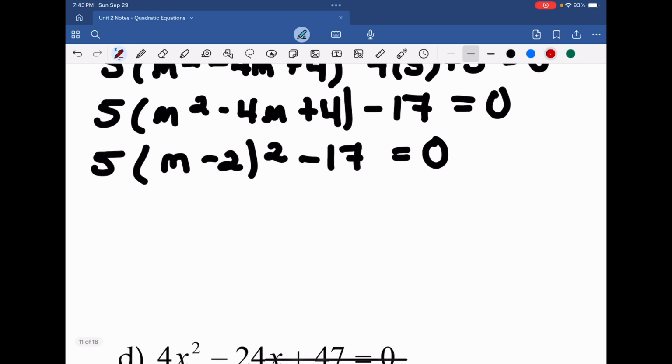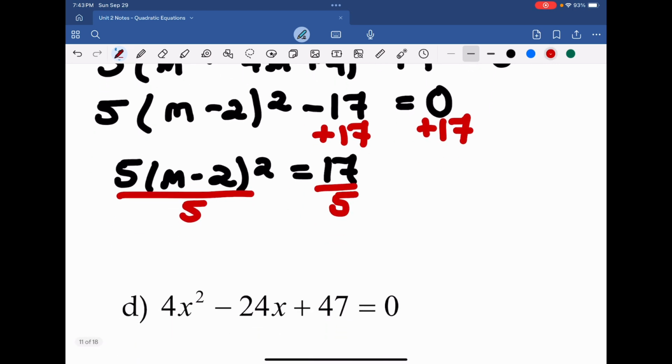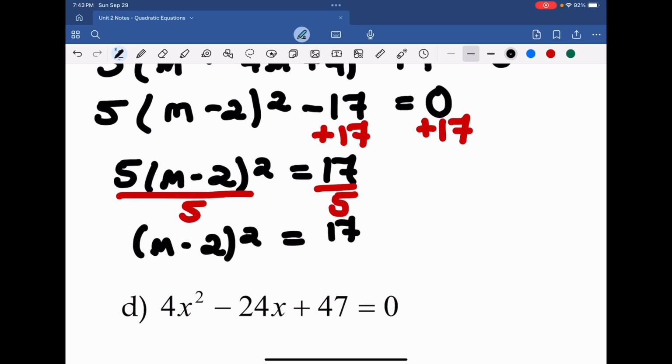Now what we're going to do is add the 17 to both sides, so plus 17, plus 17. This is going to give us 5 times m minus 2 all squared is equal to 17. We must divide both sides by the coefficient term, so divide by 5. And then this is going to give us m minus 2 all squared is equal to 17 over 5. We're going to square root both sides because we want to get m isolated.